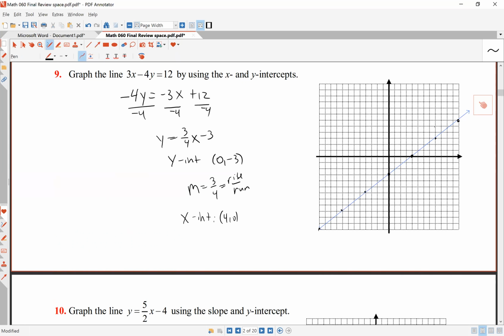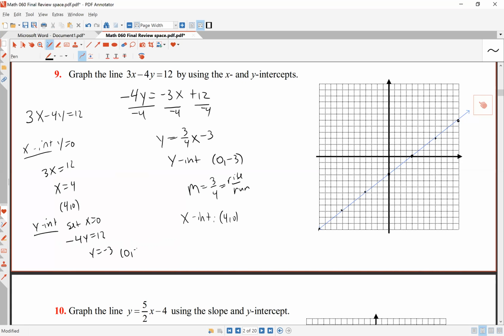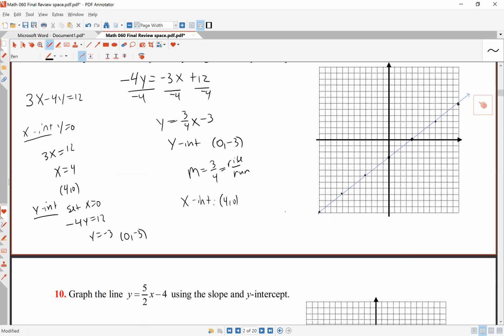Okay, the other way to find the x and y intercepts is what we would call the cover-up. For the x-intercept, we set y equal to 0, so we cover up the y, and we get 3x equals 12, or x is equal to 4. For the y-intercept, we set x equal to 0, cover that piece up, and you have -4y equals 12, or y equals -3, giving us 0, -3. So it's kind of nice to do both of those for a double check.